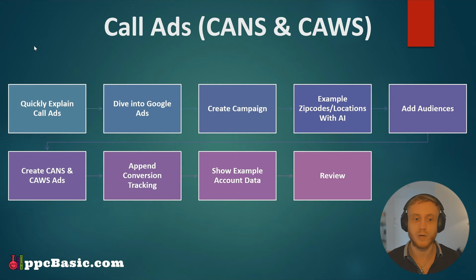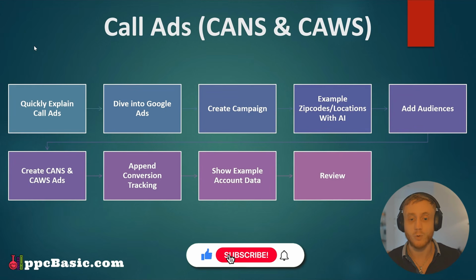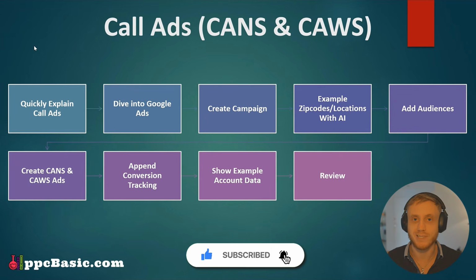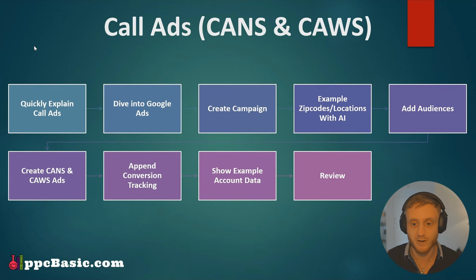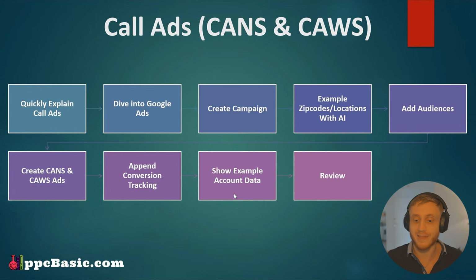So in conclusion, we quickly covered what are call ads. Then we jump right into our Google Ads interface to basically create them. We created our first campaign. We used ChatGPT to generate some cities for us, some zip codes for us, as well as the keywords for us. This is obviously a very beginner method, but nonetheless very efficient. And then we added our audiences. So you simply go into the campaigns and you add your audiences that you want to hyper target. And then we created our ads, which would be the cans and the cause ads. We appended our conversion tracking. Finally, I showed you some of the conversion data from one of my accounts, and then obviously a review.